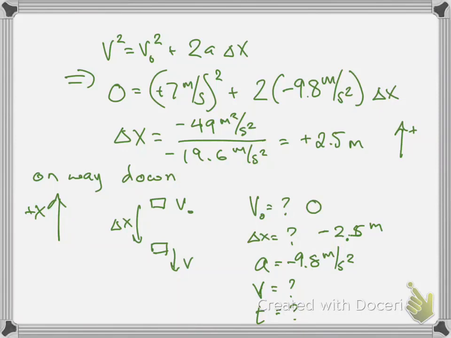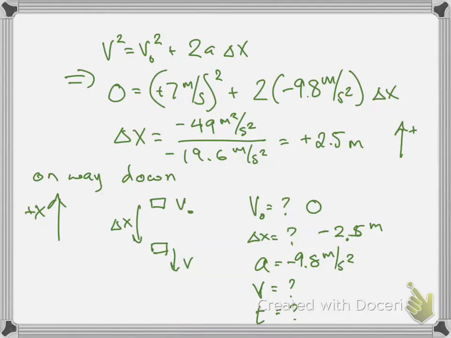Unknown, well, we'll show what that is in a second, and T is unknown. Okay. So, I think the important thing here is to recognize that delta X in this case has to be the same as before, just in the opposite direction, so it's negative 2.5 meters. Let's go ahead and solve for V.